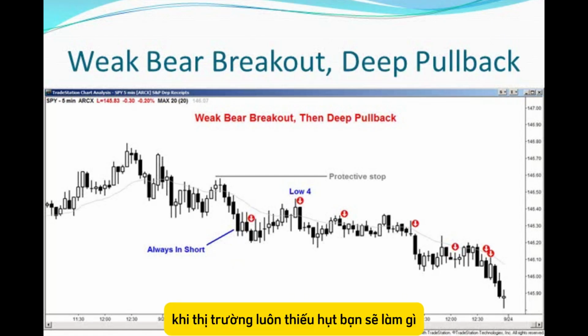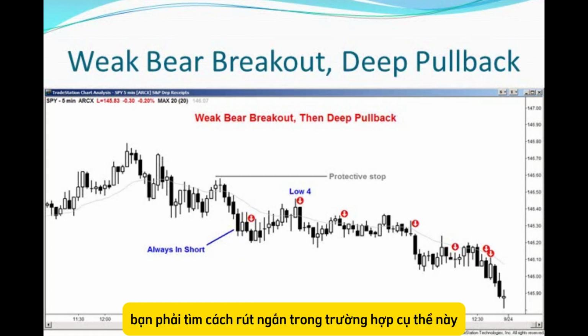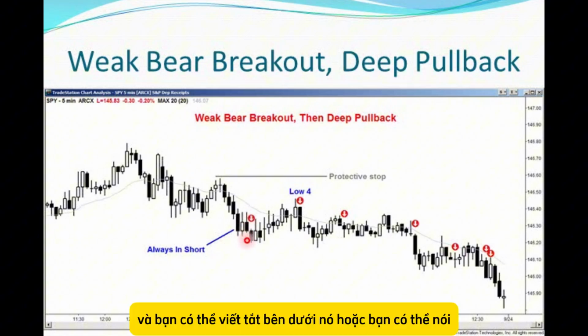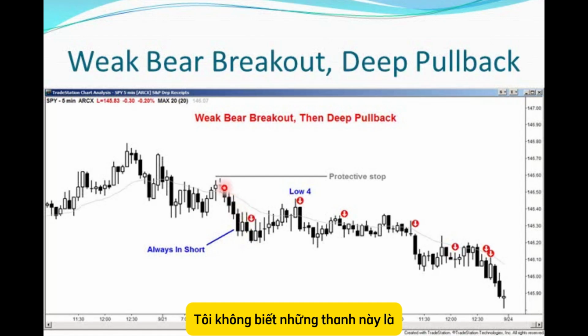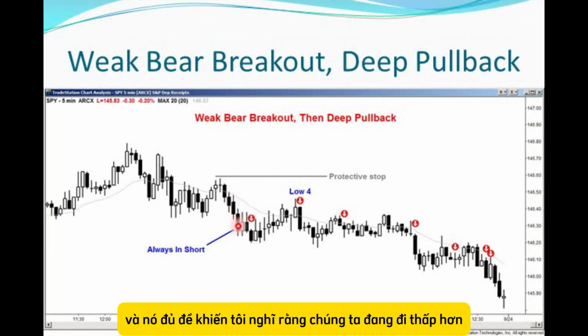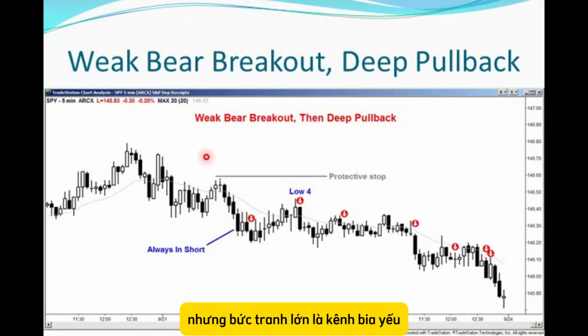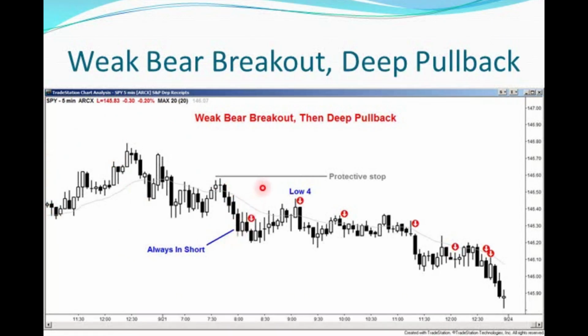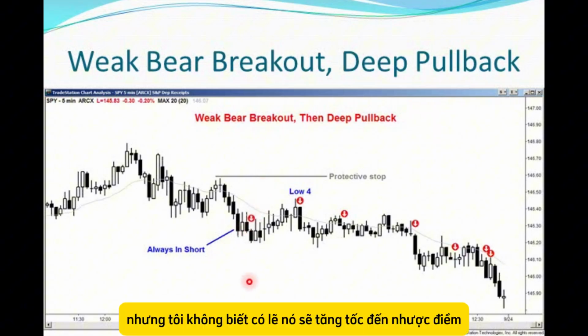When the market's always in short, what do you do? You've got to look to get short. In this particular case, we have an ii pattern, a small triangle, and you could short below it, or you can say, I don't know, these bars are good and it's enough to make me think we're going lower, but the big picture is that of a weak bear channel, in which case the market will probably bounce and I should be able to sell higher, but I don't know, maybe it'll accelerate to the downside.